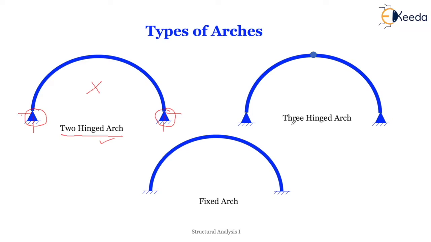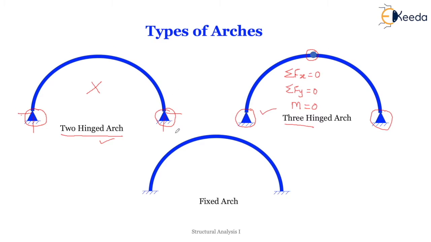This is a three-hinge arch. Here there are two reactions, and again two reactions here because of the hinge supports. But there is a hinge, so when we separate this while solving, we can solve this particular arch with three equilibrium equations. What are the three equilibrium equations? Summation of forces in x direction is equal to zero, summation of forces in y direction is zero, and summation of moments. So we solve these three equations and then we can find out the reactions.